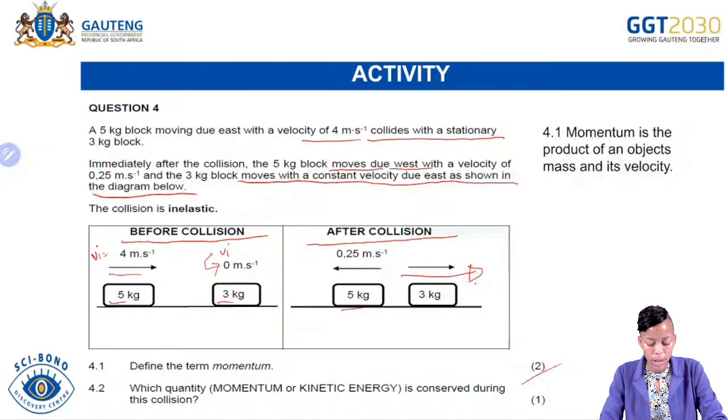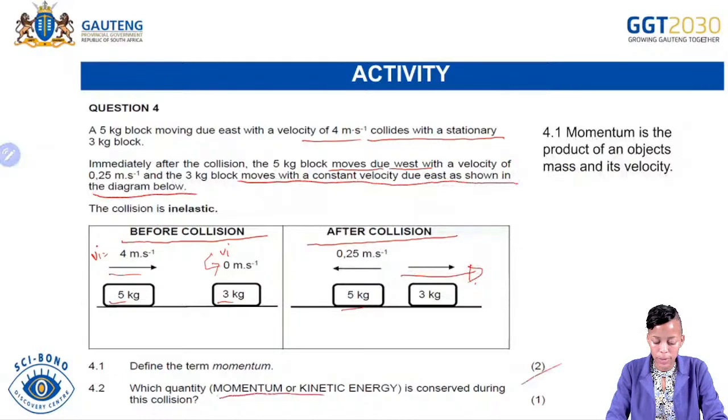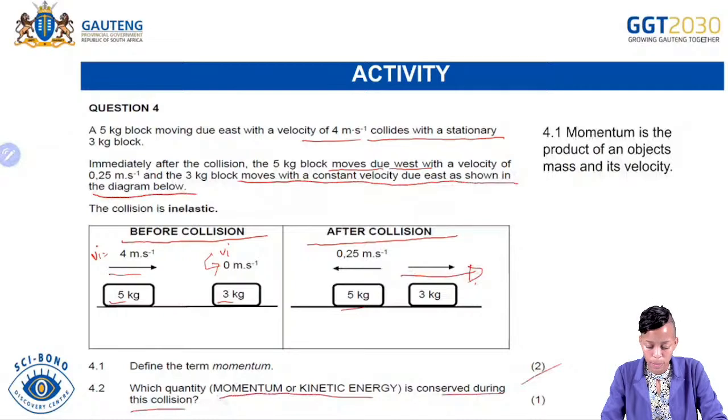Okay. 4.2, it says which quantity, momentum or kinetic energy, is conserved during this collision. So our answer for that one would therefore be the momentum. Because remember we said the total linear momentum would be conserved during the collision. Okay, so that is just for 1 mark, and that is why we only needed to state the momentum and not really give an explanation there.